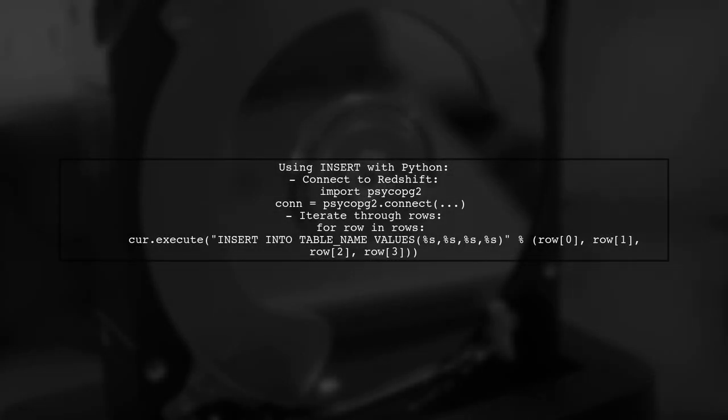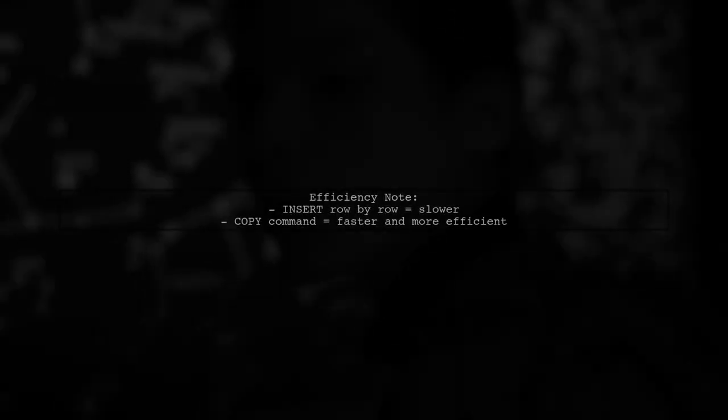To use the insert method, establish a connection to Redshift using Psycopg2, then iterate through your CSV file and execute an insert query for each row. Remember, using insert row by row is much slower and less efficient compared to the copy command.